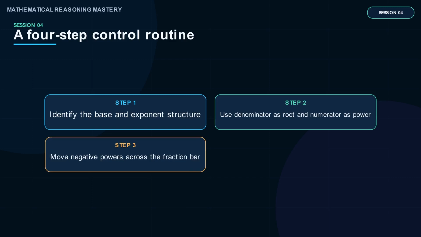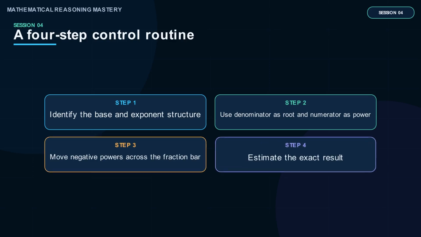Step 3. Move negative powers across the fraction bar. Keep the reasoning efficient, but never skip an operation that could hide an error. Step 4. Estimate the exact result. Verification is part of the solution because it tests the answer from another direction.